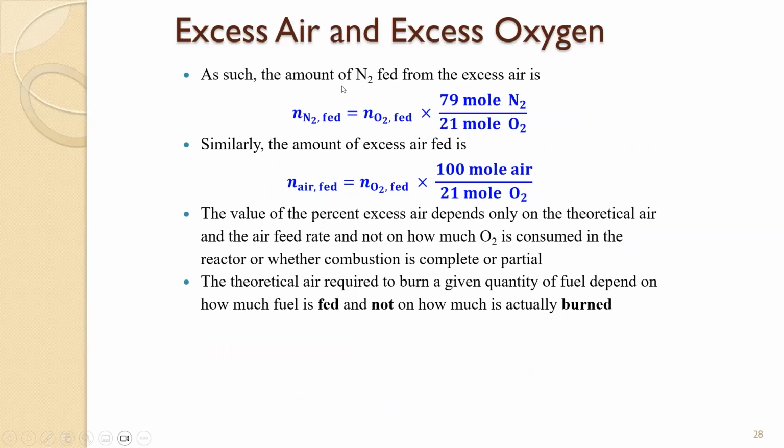As such, the amount of N2 fed from excess air is O2 fed times 79 over 21. Ganun din dito. Ito please take note. The theoretical air required to burn a given quantity of fuel depends on how much fuel is fed, not how much is actually burned. Parang yung kanda natin, wala tayong pakialam, di ba? Ang theoretical na kailangan natin, it's always based on ilan ba yung given.